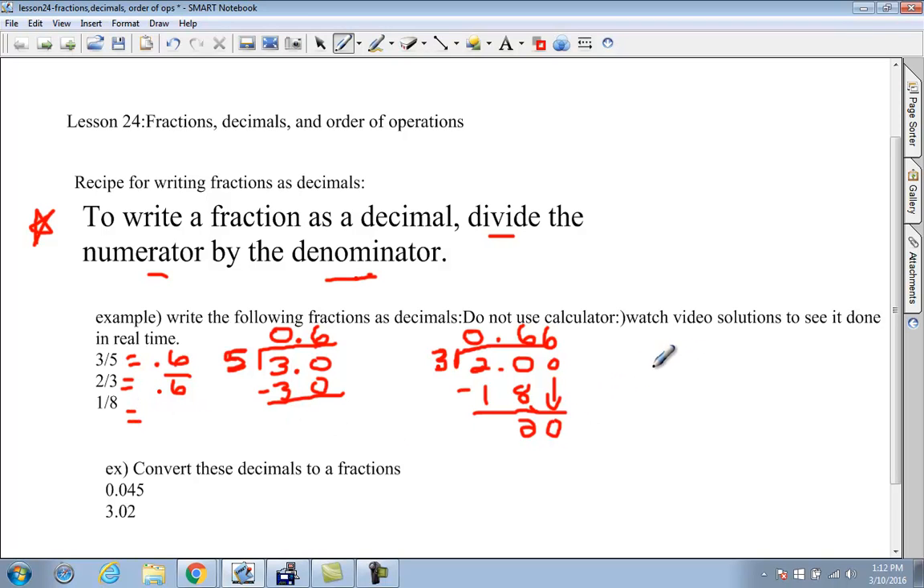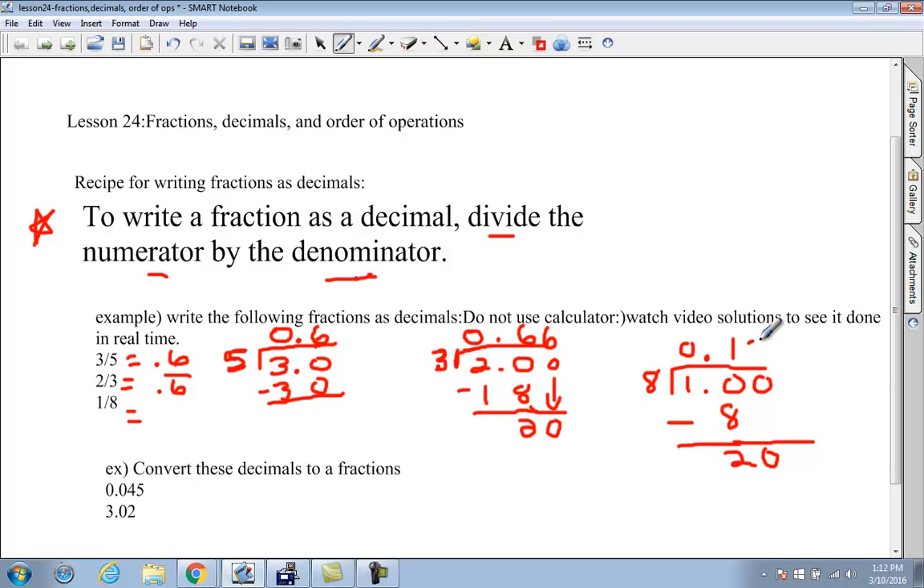Well, I'm going to have to take 8 into 1.0. And again, 8 doesn't go into 1. I'll line up the decimal. 8 goes into 10 about once. And then 1 times 8 is 8. Draw the line and subtract. You can bring down a trailing 0.